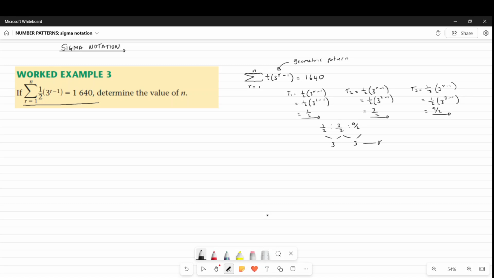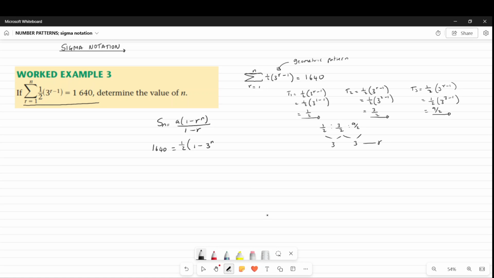Now we know this is a geometric series. So we can say Sn is equal to a, open bracket, 1 minus r to the power of n, close bracket, all over 1 minus r. So now Sn we have, which is 1640, is equal to a. a is the first term, which in this scenario is half. So half, open bracket, 1 minus r, which is 3, to the power of n.